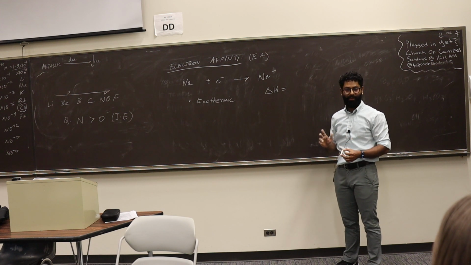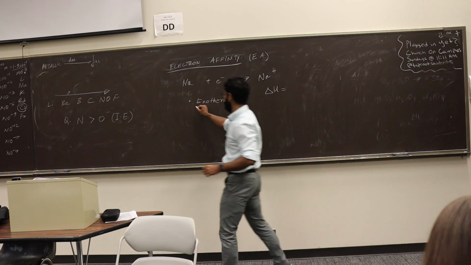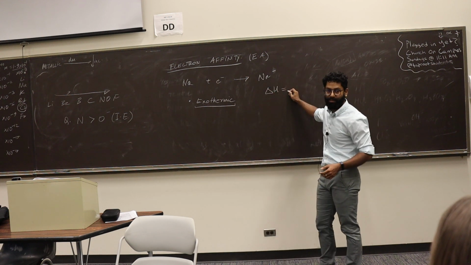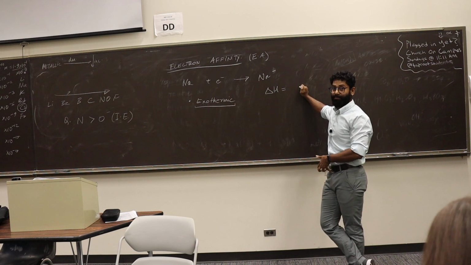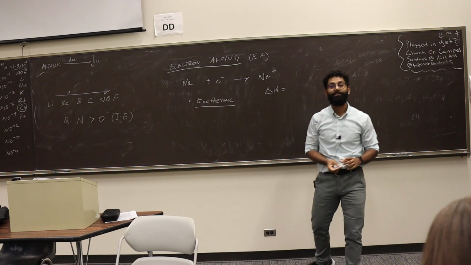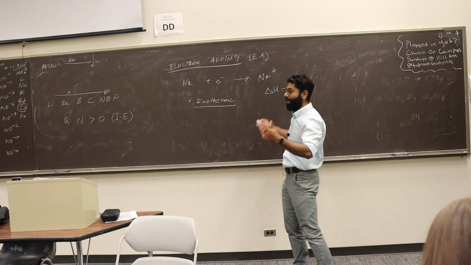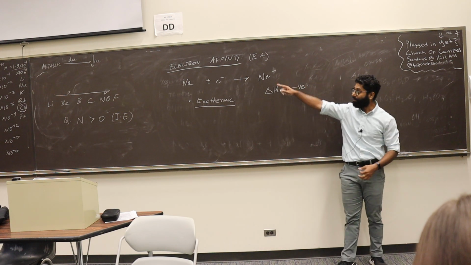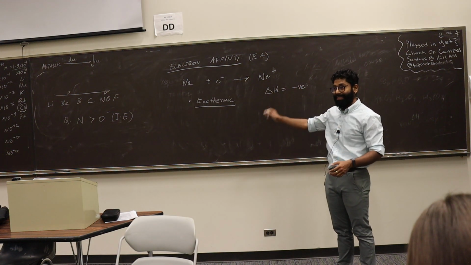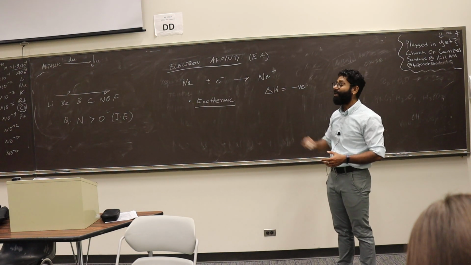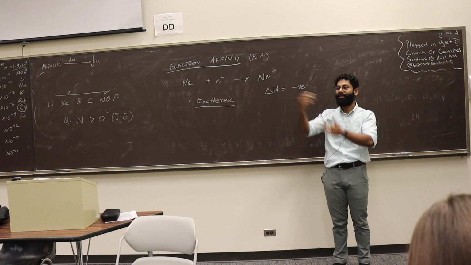Electron affinity is kind of like the opposite of ionization enthalpy. Electron affinity is the amount of energy released, and what will be the delta H, positive or negative? Energy released, exothermic. Sorry, yeah, it's negative. Ionization enthalpy was positive. This is negative. The amount of energy released when an atom accepts an electron to form an anion. It's just kind of like the opposite.